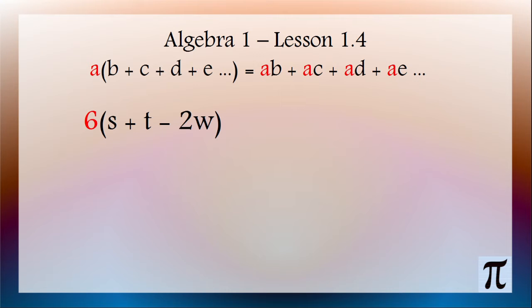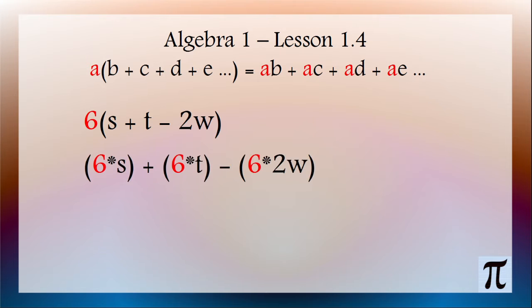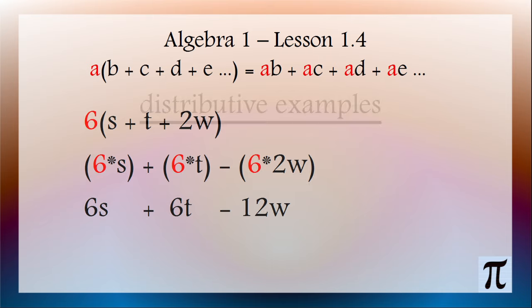So here's an example that's got a plus and minus and more than two things inside the parentheses. 6 times the quantity, s plus t minus 2w. So we're going to distribute the 6 across the things inside the parentheses. So 6 times s plus 6 times t minus 6 times 2w. And it simplifies to this. There's nothing more that can be done with this equation. We just distributed the 6 across the items within the parentheses.